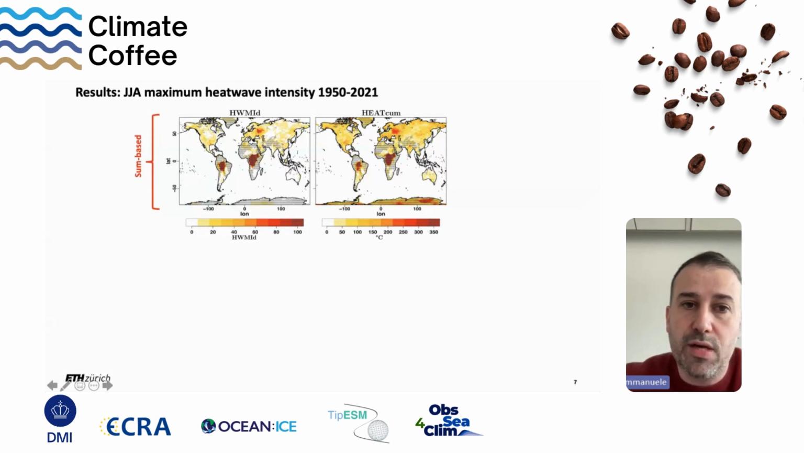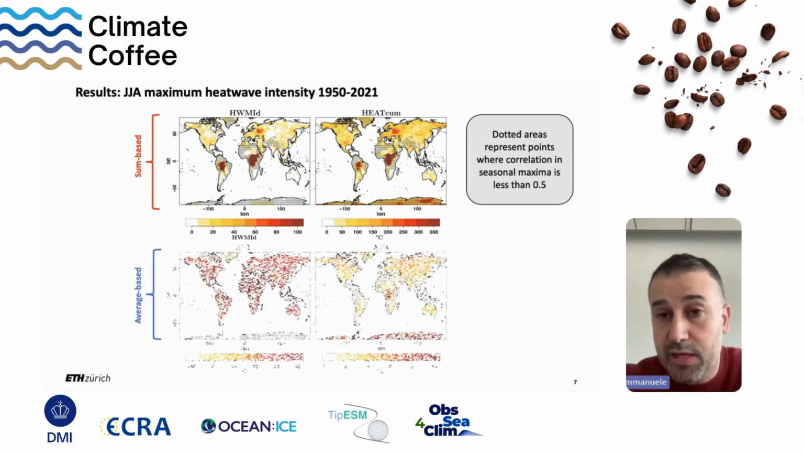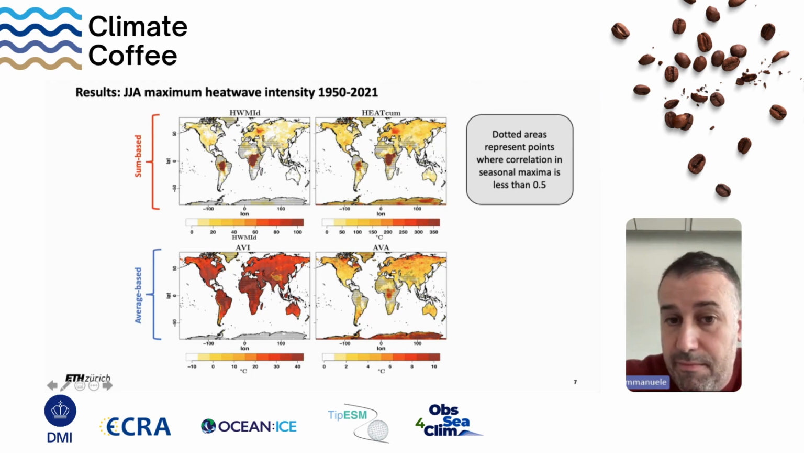But then what happens when we calculate the same metric also for the average-based metrics? When we calculate the maximum intensity for the average-based metrics, we actually see quite a different picture. Of course, for the metrics that are based simply on the mean of the absolute values, it's hard to conduct a proper comparison, because we see differences derived from differences in the climatological values of temperatures.